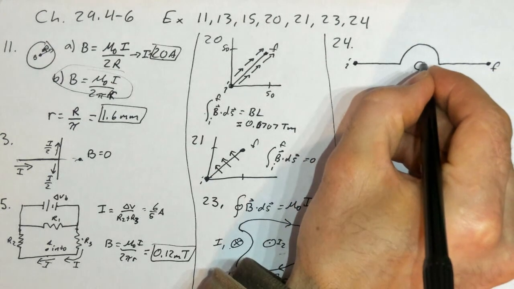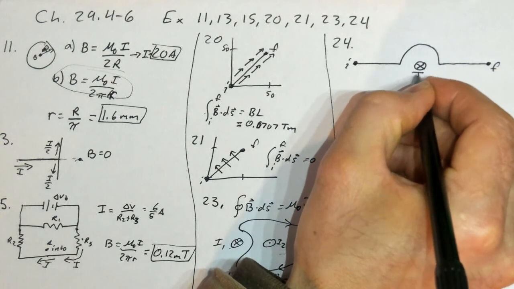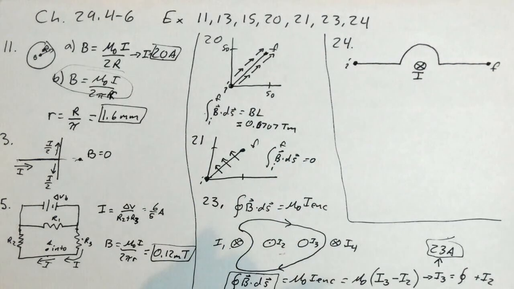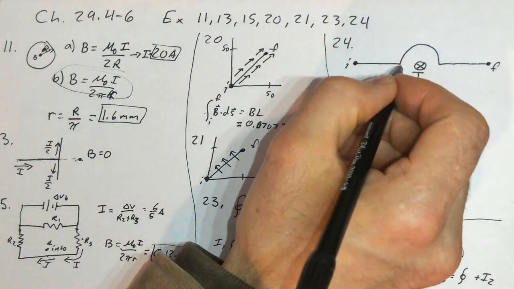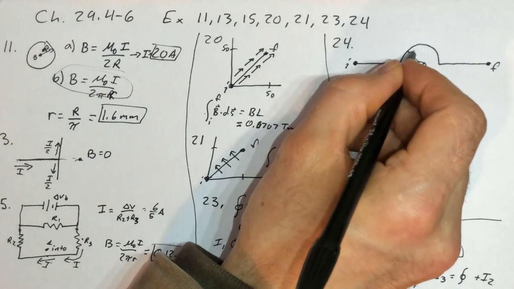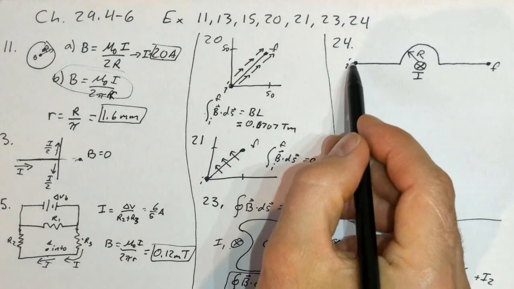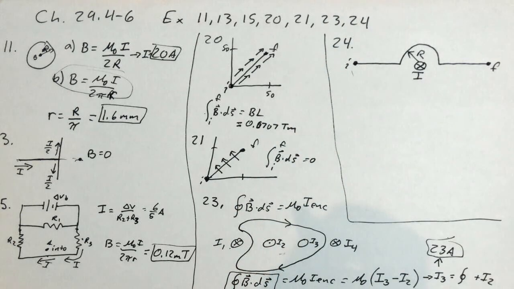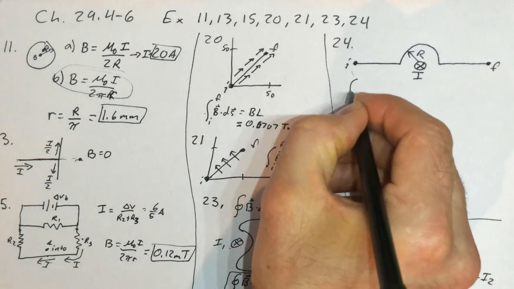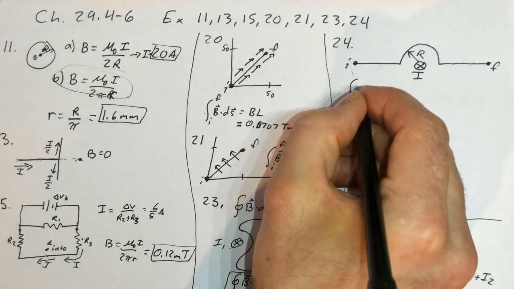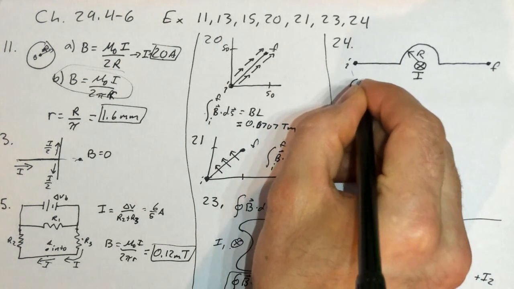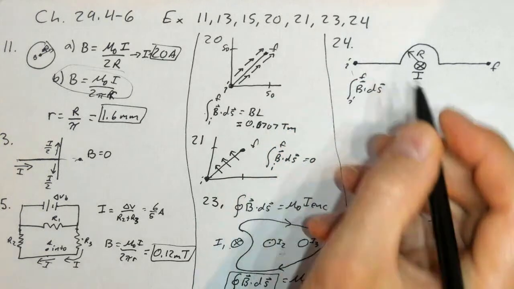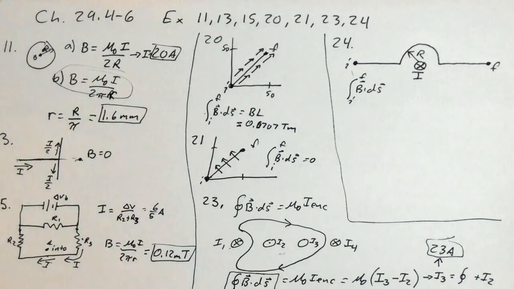And I have a wire here that's going into the page with a current of 2 amps. The radius of this bend in this path is given. We call that R. And then the length from this initial spot to this final spot is also given. Okay, so we know that length. So the question is, what is the line integral from initial to final? What is, and this is not closed, this is open, B dot ds along that whole path from initial to final? Okay. Think carefully about this.